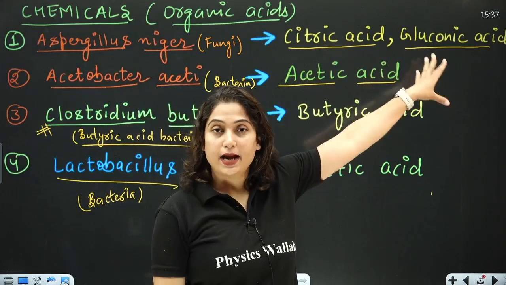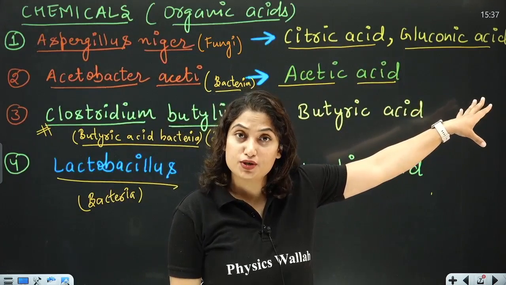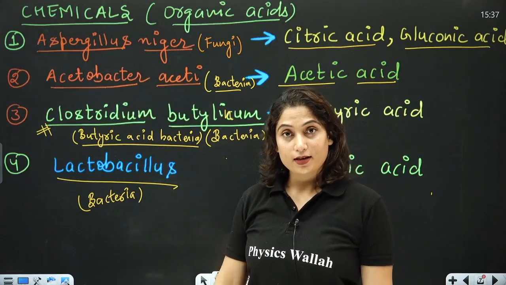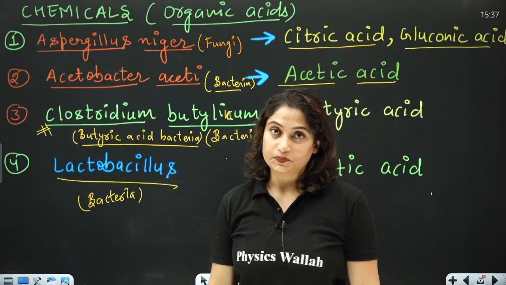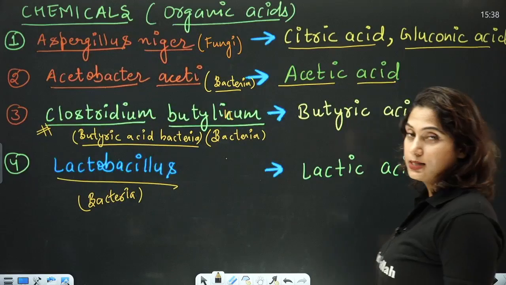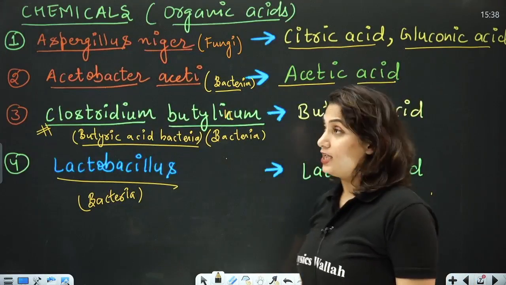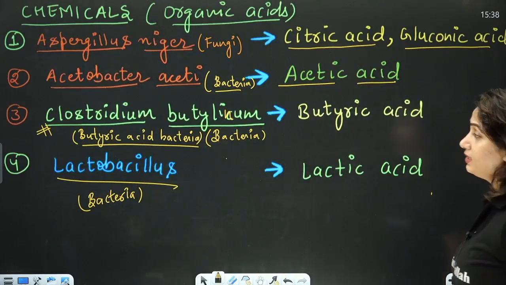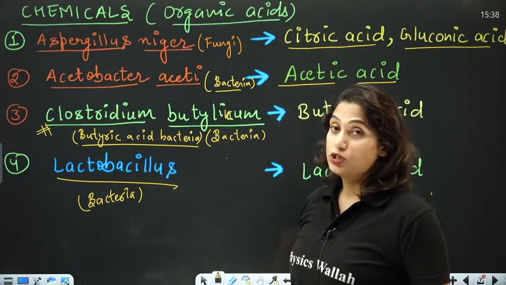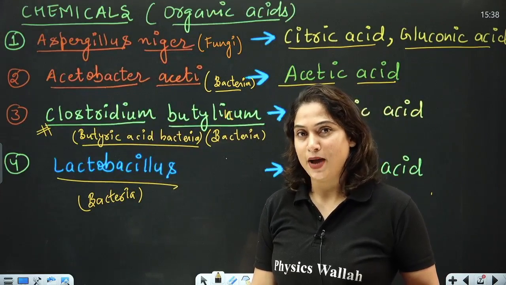So this is very important, and this has come in NEET 2019 and 2018. Citric acid and gluconic acid are obtained from, your answer will be fungi, and the name of that fungi is Aspergillus niger. This is a member of Ascomycetes. Then acetic acid. Acetic acid is obtained from a bacteria, and the name of the bacteria is Acetobacter aceti. Then butyric acid is obtained from the bacteria Clostridium butylicum. That is why the bacteria Clostridium is also called butyric acid bacteria.